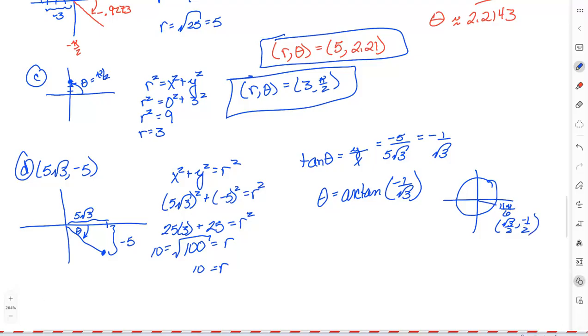But remember, we want to write this in terms of -pi/2 to pi/2. So that's equivalent to -pi/6. So my r theta value is equal to 10, -pi/6.